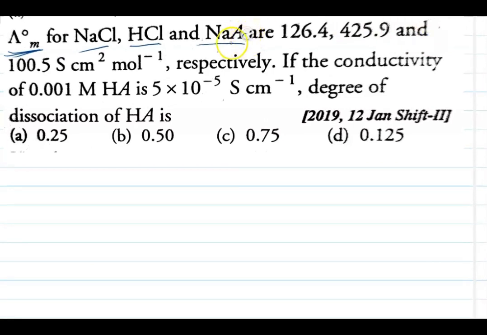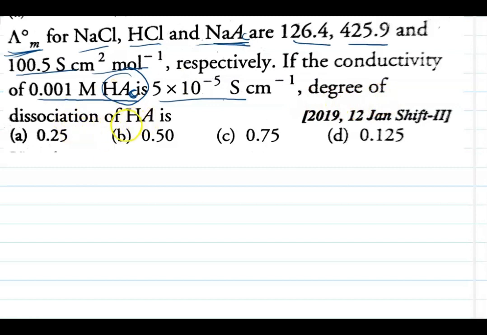Actually it should be NaAc, maybe a typing mistake. So that is sodium acetate, with limiting molar conductivities 126.4, 425.9, and 100.5 Siemens centimeter square per mole respectively. The conductivity of 0.01 molar acetic acid, HAc, should be given, again C is most. So the conductivity of acetic acid is 5 into 10 to the power of minus 5 Siemens per centimeter.